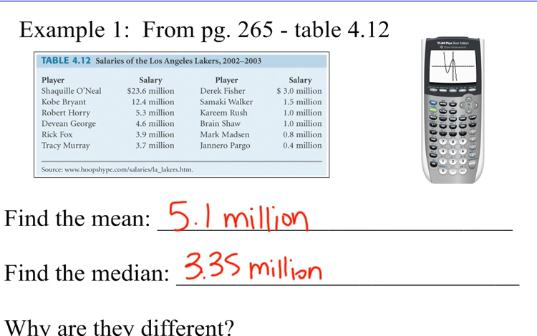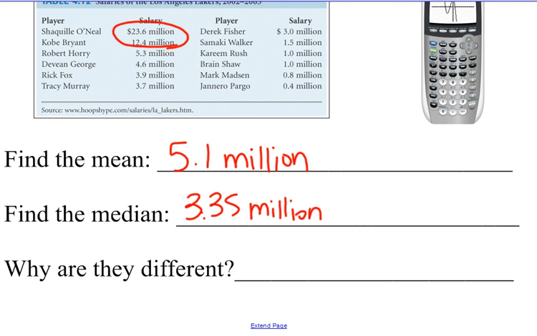So why are they so different? That's the question. Well, hopefully you recognize that there are a lot of players making 5 million and less, and then there's Kobe and Shaq. If we were going to calculate, they might be outliers, right? So the reason the mean and median are so different is because we have some outliers, mainly Kobe and Shaq.